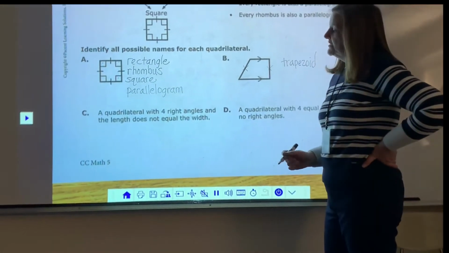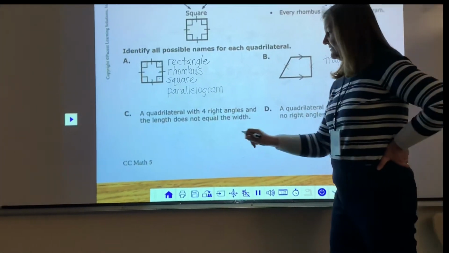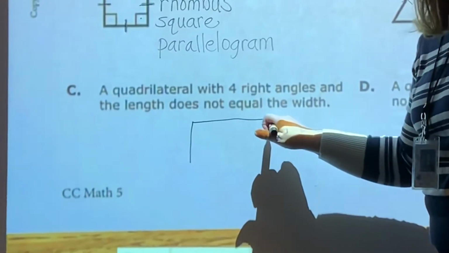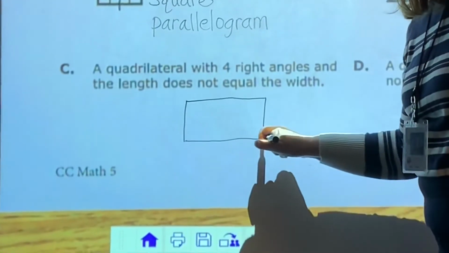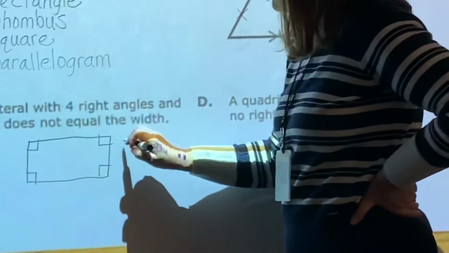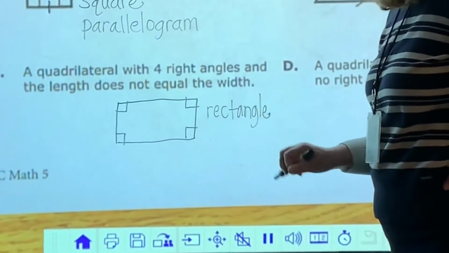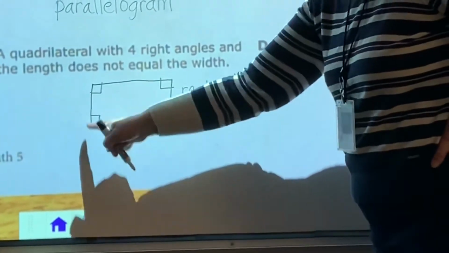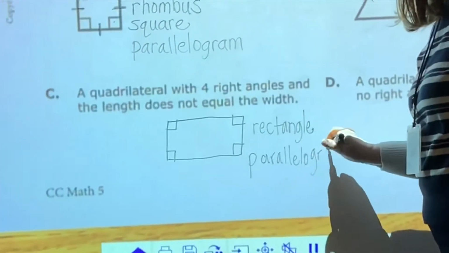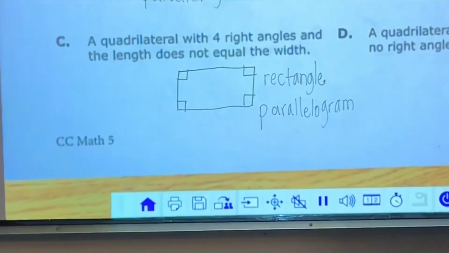Now we're going to just look at the description. A quadrilateral with four right angles and the length does not equal the width. So if we were to draw that, the length is not equal to the width. That means they're going to be different. But we have four right angles. Those aren't very straight, but that's okay. And four right angles means it is a rectangle. And because this is parallel to this, and this is parallel to that, we have two sets of parallel lines, so it is a parallelogram. Also, it is not a square because the length and the width are different.